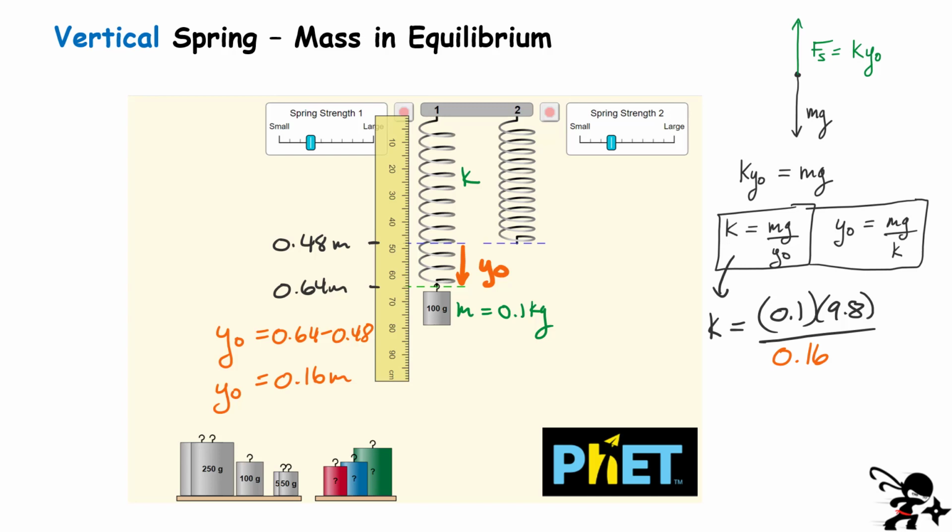And now you just tabulate that, and you're going to get a spring constant, which is equal to 6.125, and that should be measured in newtons per meter. All right, so that's how you can find the spring constant.